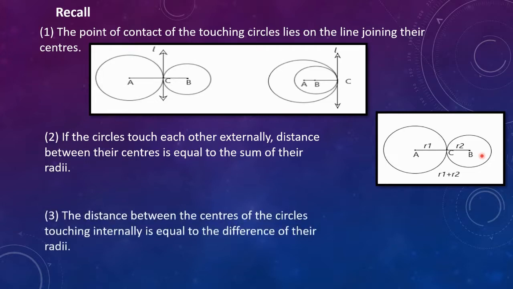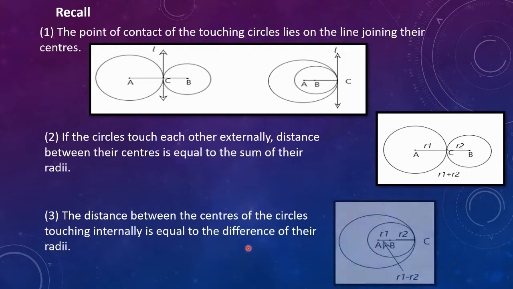Third, the distance between the centers of circles touching internally is equal to the difference of their radii. So if you have two circles that touch each other internally, then the distance between their centers will be r1 minus r2, where r1 is the radius of the first circle and r2 is the radius of the second circle.